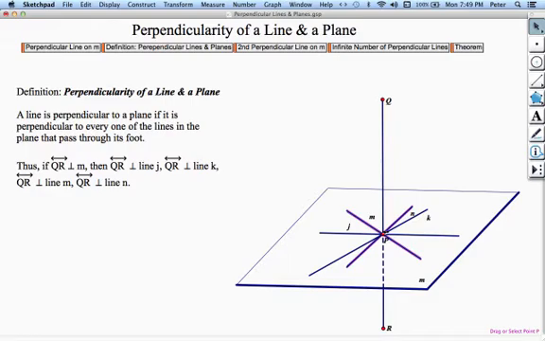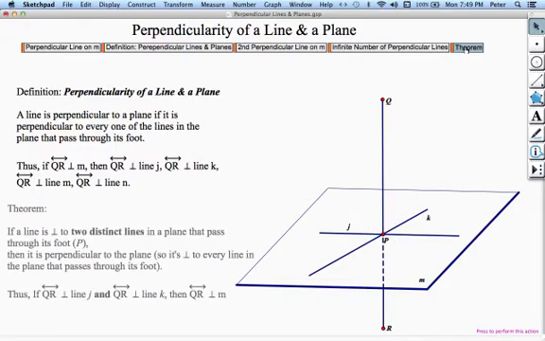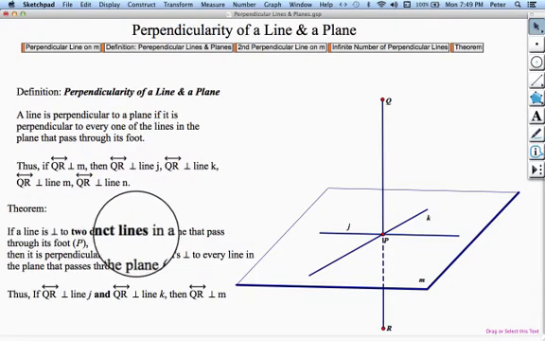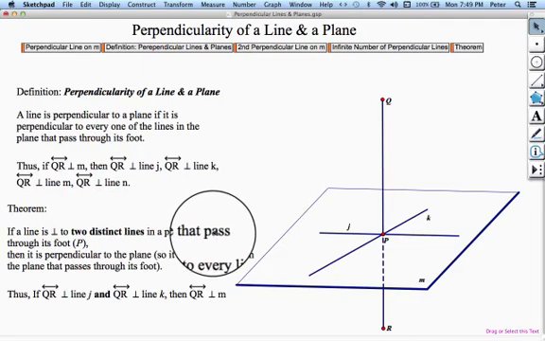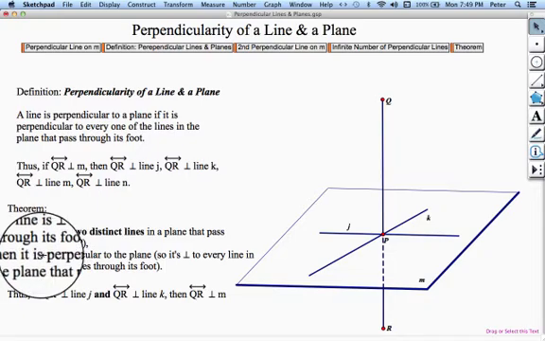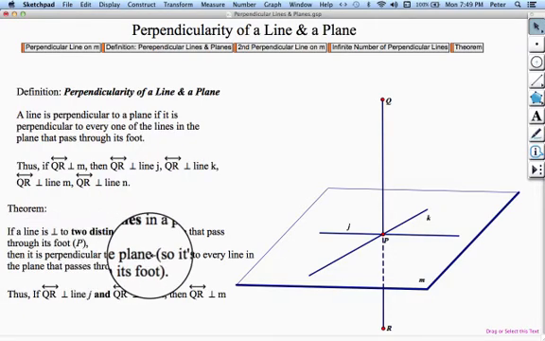All right, so how then do we prove that a line is perpendicular to a plane? And that brings up the theorem. Please get this in your notes. If a line is perpendicular to two distinct lines in a plane that pass through its foot, point P, then it is perpendicular to the plane.